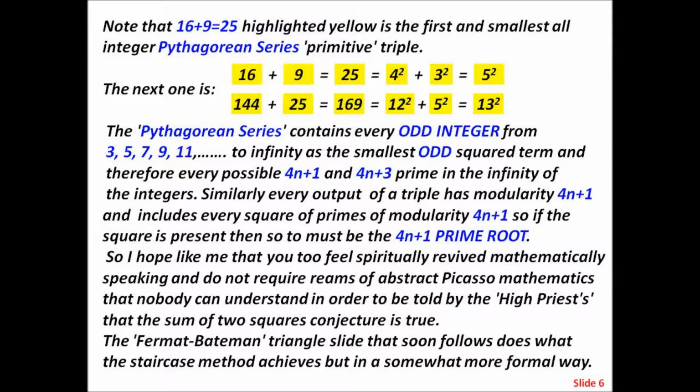So I hope, like me, that you feel spiritually revived mathematically speaking, and do not require reams of abstract Picasso mathematics that nobody can understand in order to be told by the high priest that the sum of two squares conjecture is true. The Fermat-Bateman triangle slide that soon follows does what the staircase method achieves, but in a somewhat more formal way.